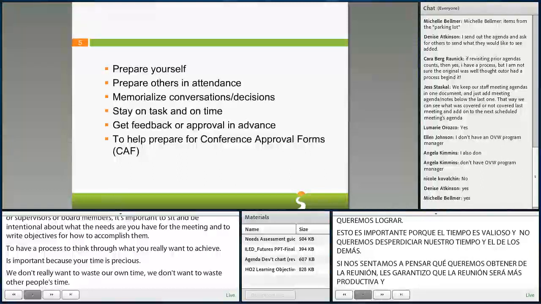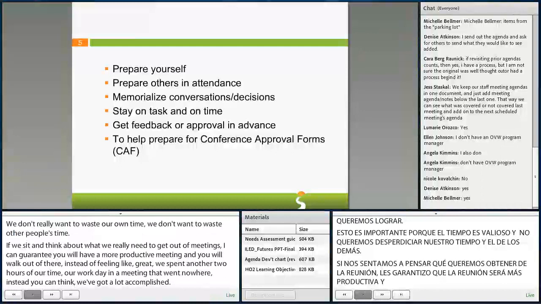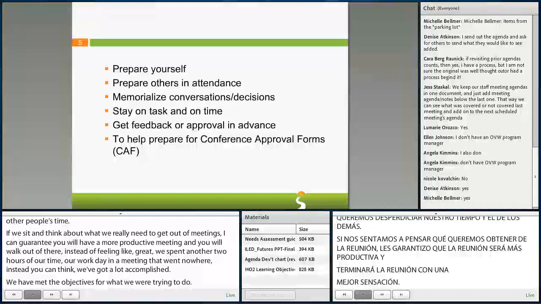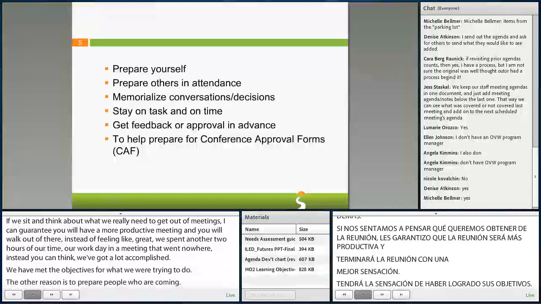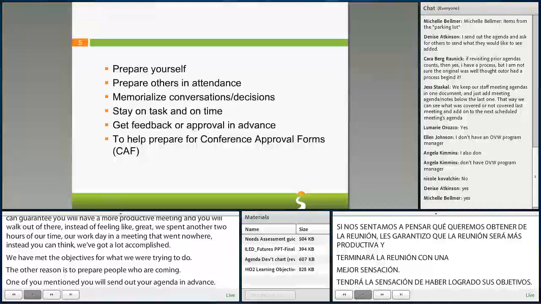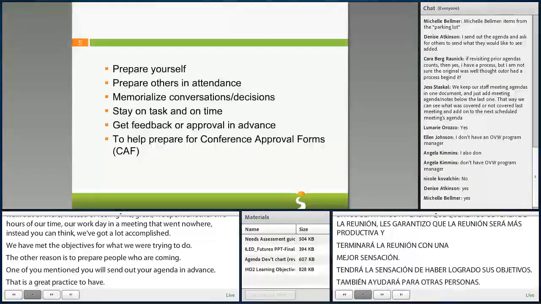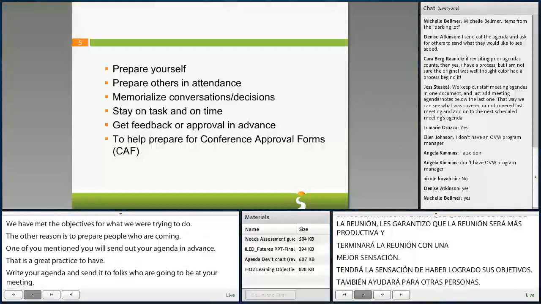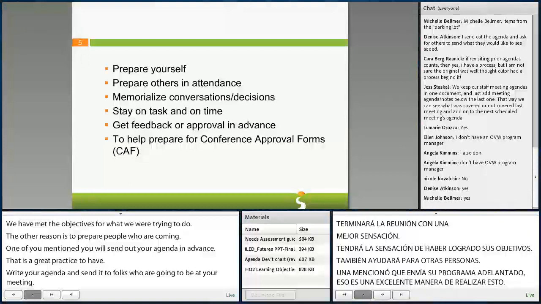The other reason is to prepare other people who are coming. So one of you mentioned that you will send out your agendas in advance, right? That's a great practice to have, to write your agenda and to send it to folks that are going to be at your meeting. Why? Because if it's a type of thing where people don't necessarily have to be at the meeting, maybe they see your agenda and they realize, oh, I'm not the right person for this meeting. I should be sending my program specialist. I should be sending my executive director, that kind of a thing.